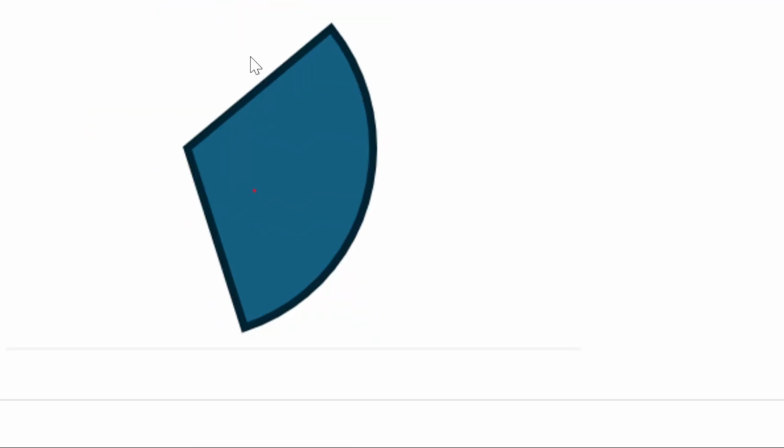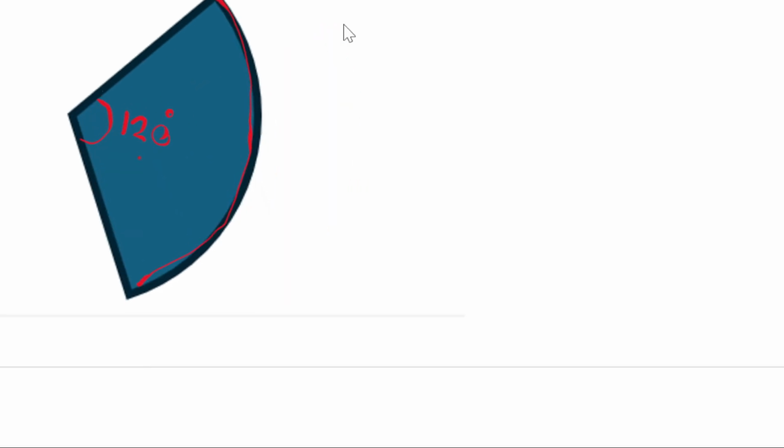Let's look at this shape here. It's nice, isn't it? Now, the question here tells you this angle is 120. They tell you this angle here is 120. Find the length of this arc. To find the length in this case, you will do the following.